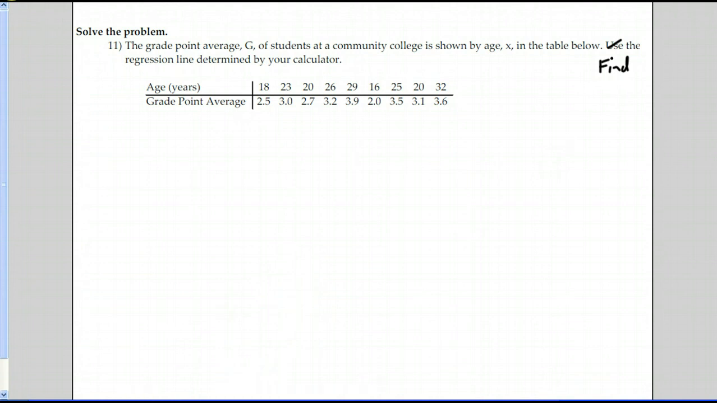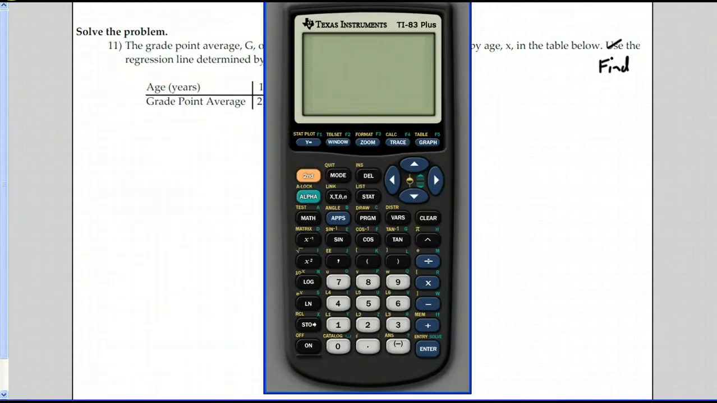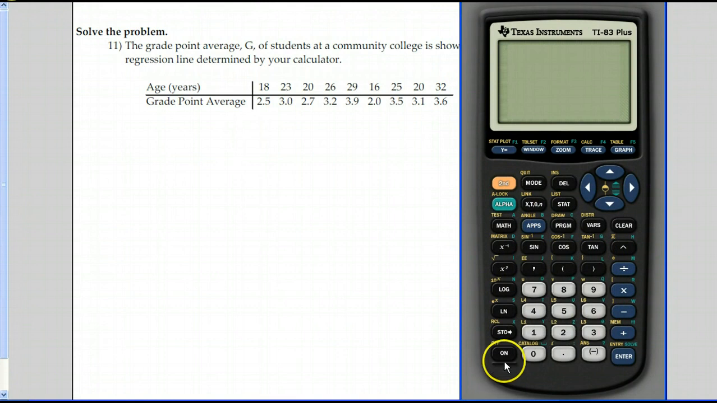So we're doing a line of best fit problem here. Alright, so I need to put the ages in. Again, go to your stat menu, edit. I need to put the ages in L1, that's the X's. So I'm going to put all of those in. Okay, and I've got all the GPAs in there as well.